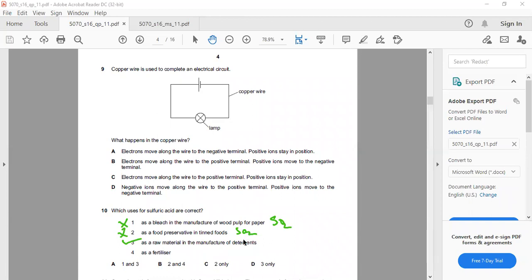Sulfuric acid as a fertilizer is not used, but sulfuric acid is used to make fertilizers. So you can say it is a raw material to make some fertilizers, like ammonium sulfate. There is no option of three and four, so only three is correct. But sulfuric acid itself is not used as a fertilizer, because it is a strong acid. Three only.